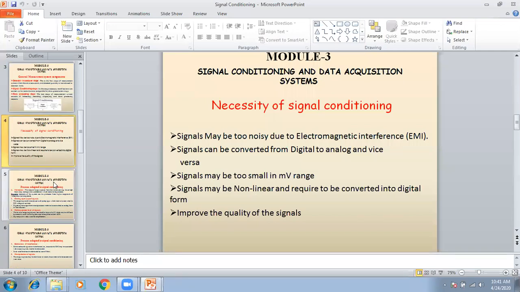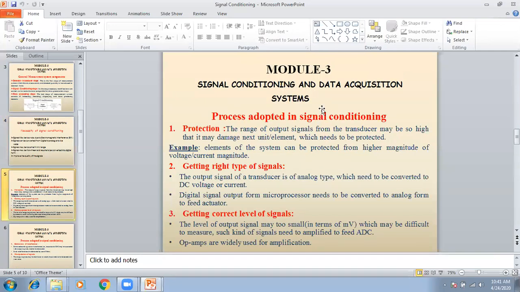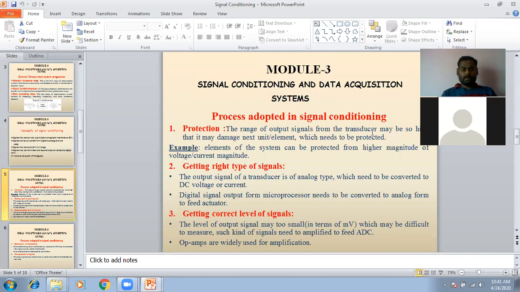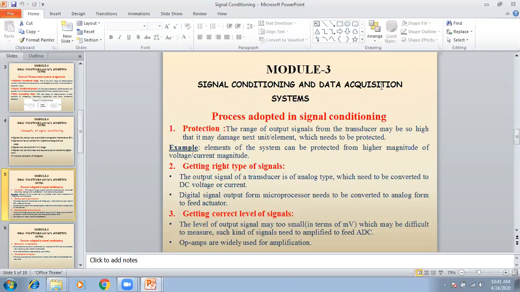So after the necessity of signal conditioning, next, what are all the processes adopted in signal conditioning? I got the signal now, how can I process this signal? So the first thing is protection.